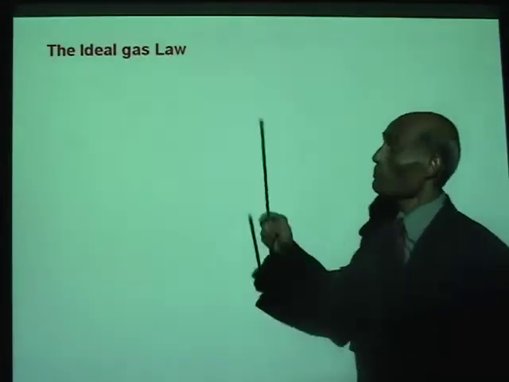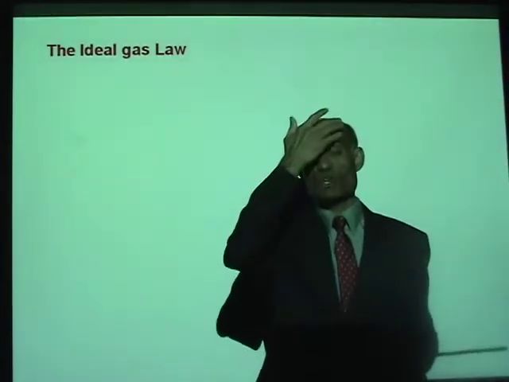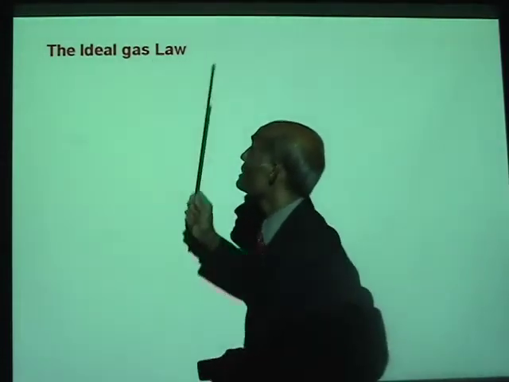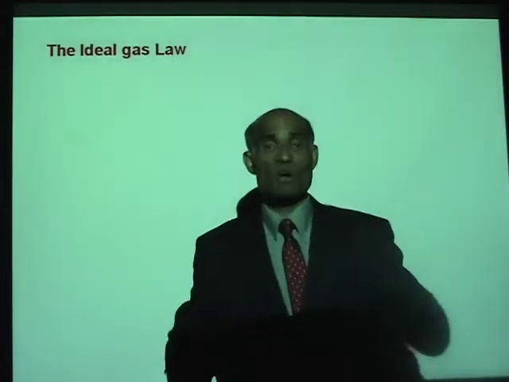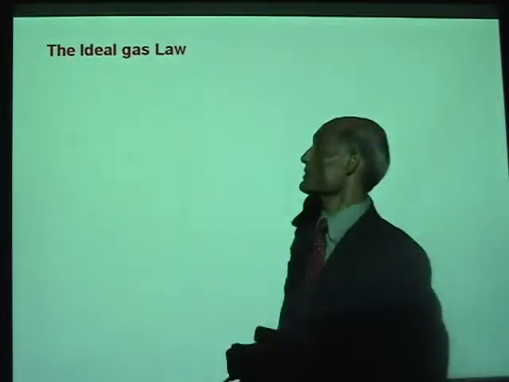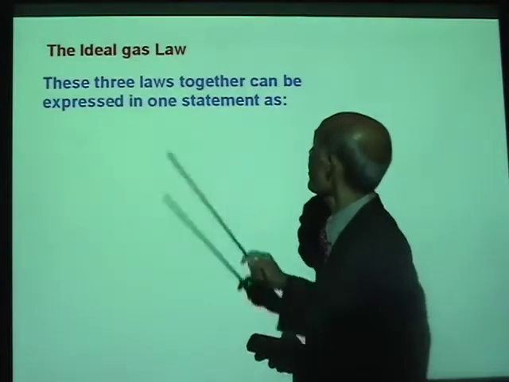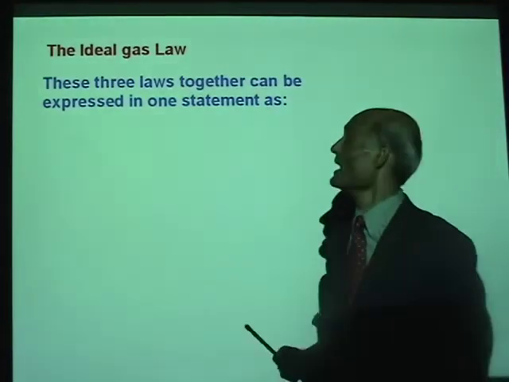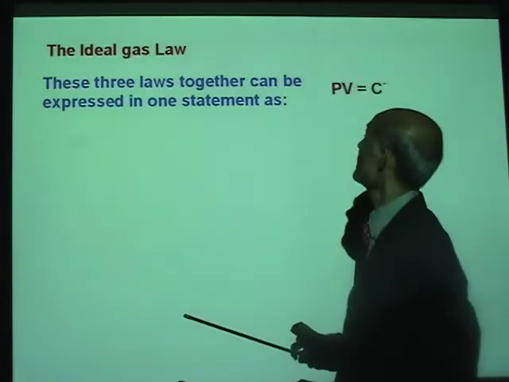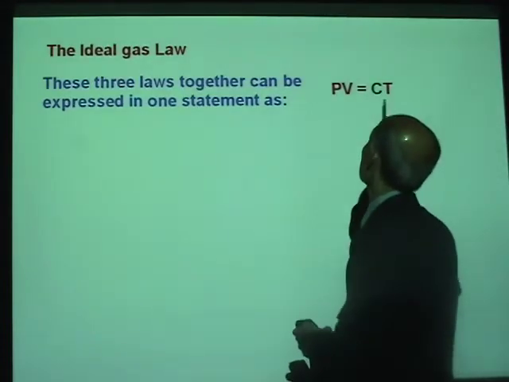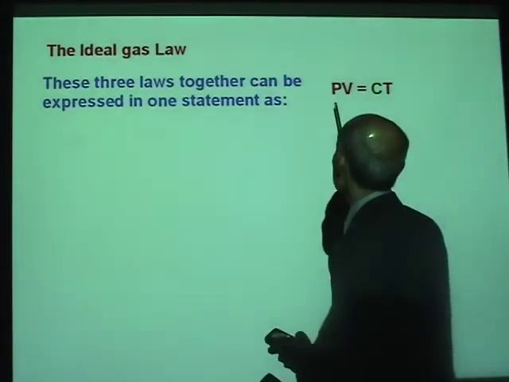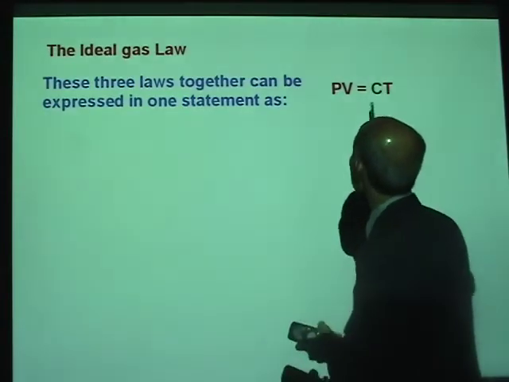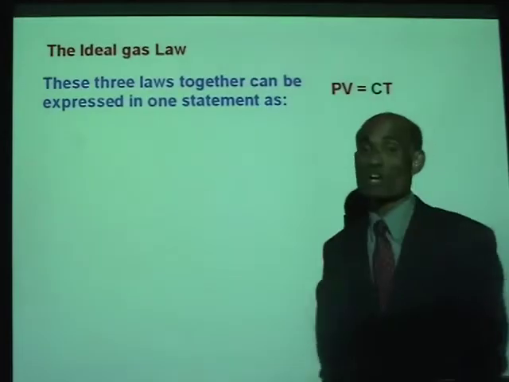Alright, let's now put all these 3 laws together and come up with what is called the ideal gas law. Most of you are familiar with this from chemistry. Well, these 3 laws together can be expressed in one statement. And what is that one statement? P times V equal to C times T, where that C is a constant.